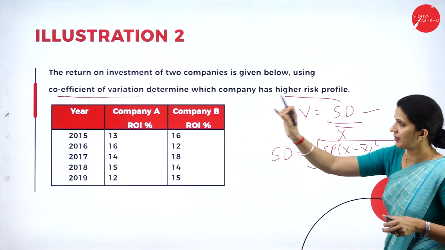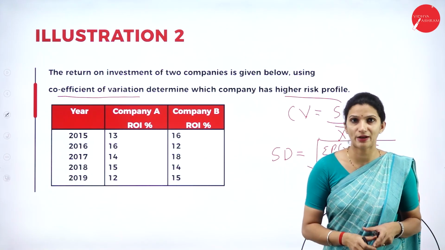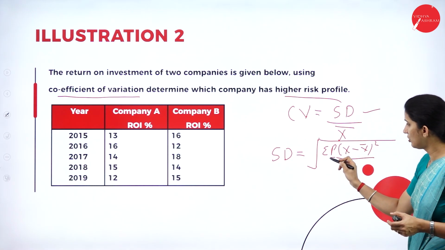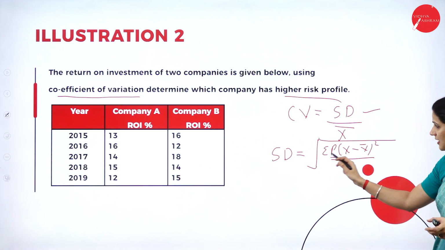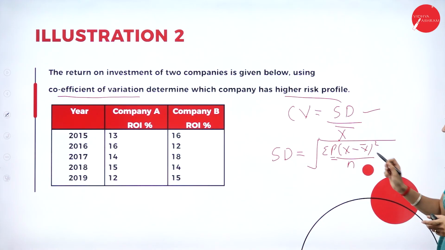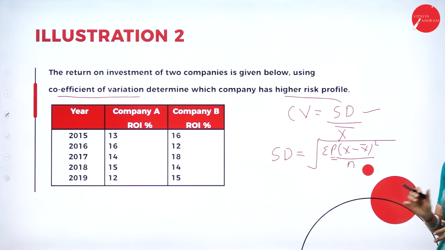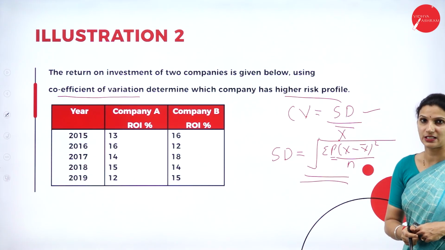In the question we have the ROI of two companies, but we don't have the probability, that is P. So that means here we don't need to consider this P. So your formula becomes sigma x minus x bar whole square divided by n, and we take the whole root. So the root of sigma x minus x bar square divided by n is the formula we'll apply to calculate the standard deviation.